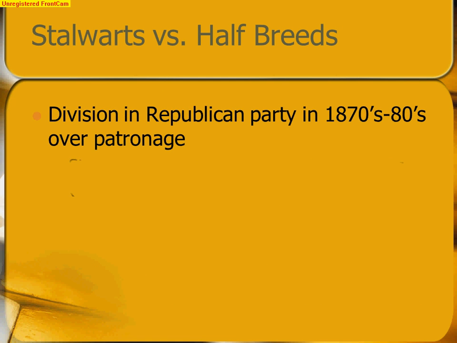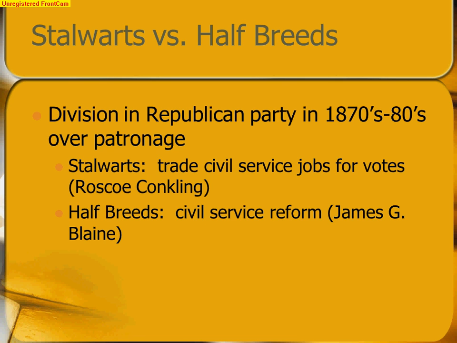But even within each of the parties, there are factions forming. So we'll talk about the Republicans first. Even within the Republican Party, there are factions or divisions, specifically between the Stalwarts and the half-breeds. Now, what these have in common is they are both Republicans. But they differ over the issue of patronage, or that spoils system.